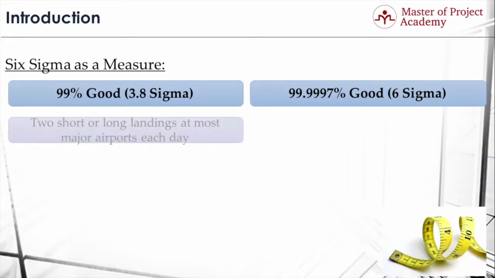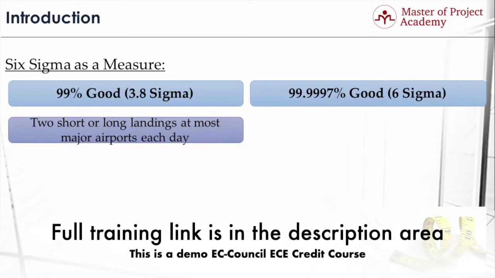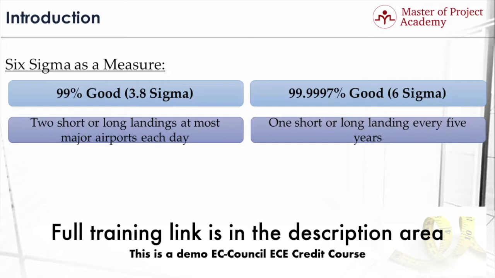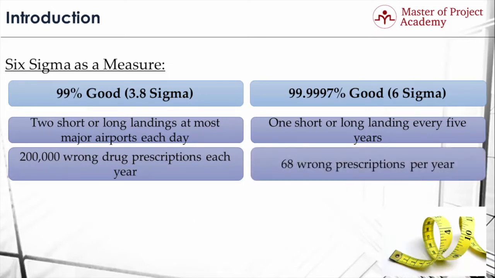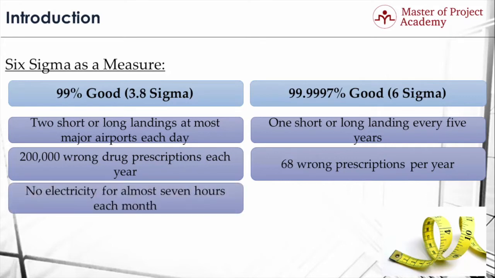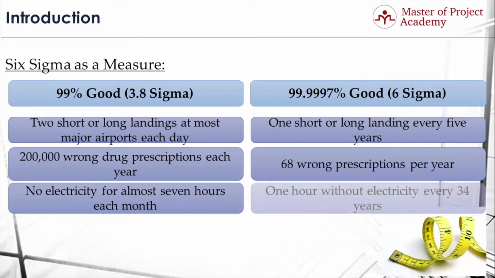3.8 sigma corresponds to 2 short or long landings at most major airports every day. 6 sigma corresponds to 1 short or long landing every 5 years. 3.8 sigma corresponds to 20,000 wrong drug prescriptions each year. 6 sigma corresponds to 68 wrong prescriptions per year. And the last example is, 3.8 sigma corresponds to no electricity for almost 7 hours each month. 6 sigma corresponds to 1 hour without electricity every 34 years.